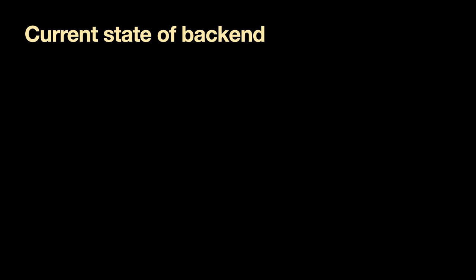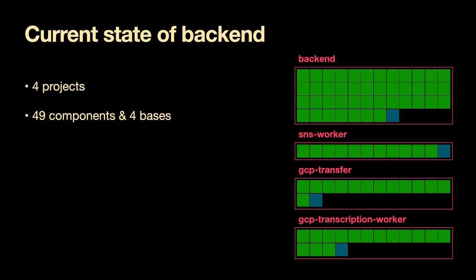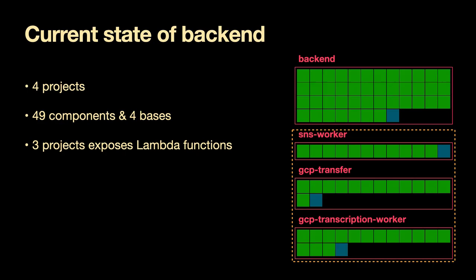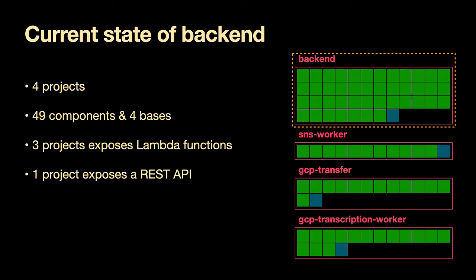So it's been over a year since the first commit to Scrintel's repository. And so far, we have 4 Polylith projects, 49 components, 4 bases in the whole workspace. And 3 of those projects are deployed as Lambda functions. And one of them is deployed as a server, and that exposes our REST API. And here you can see that different components are used in different projects and shared between different projects.